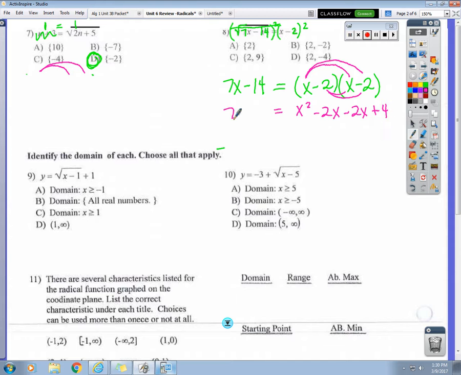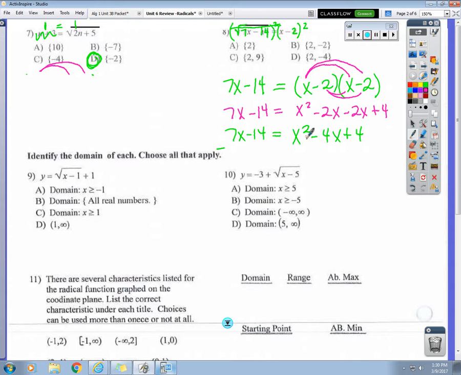Am I ready now to move this 7x minus 14 over? Why not? Correct. I still have some like terms on the right side to deal with. What will this become when I combine like terms on the right? X squared minus 4x plus 4.